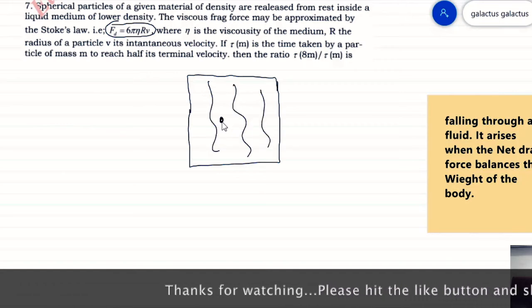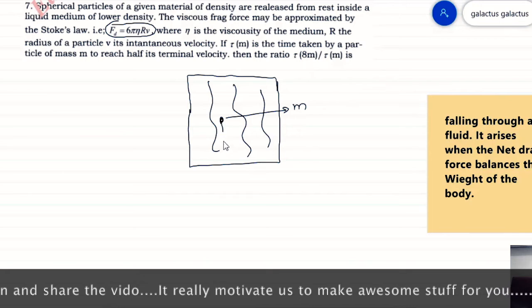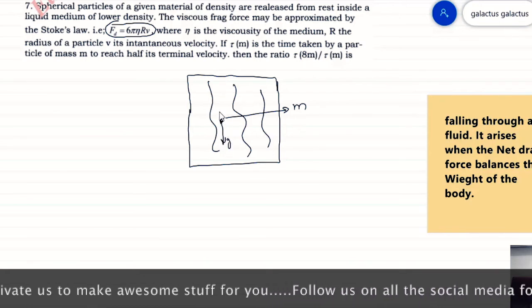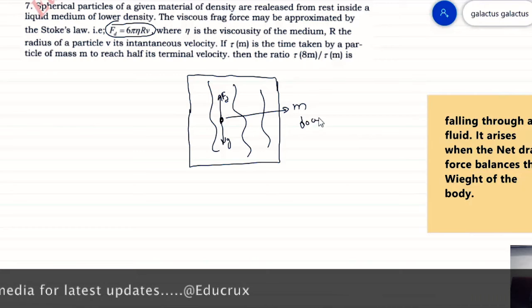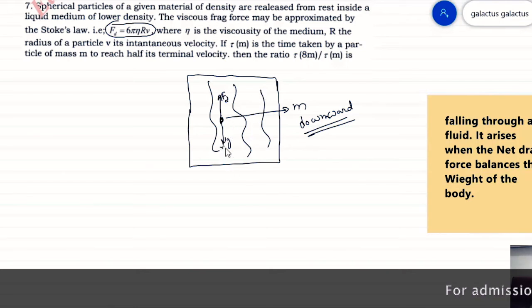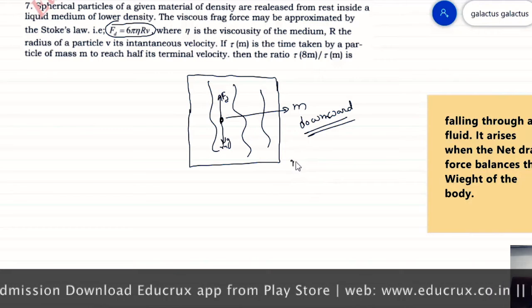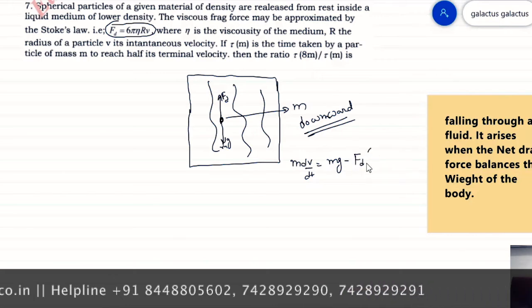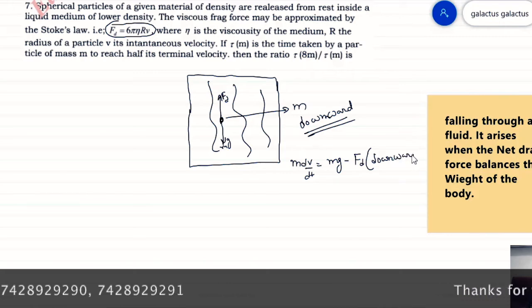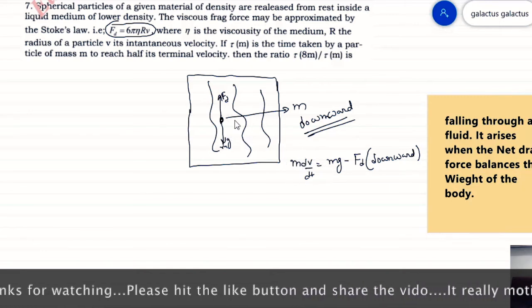If the masses m and 8m are falling through a fluid, let's say I consider a particle of mass m that is falling through a fluid in the downward direction, then the drag force will be applied in the upward direction. So if the motion of the particle is downward inside the fluid, then weight will be in the downward direction and the drag force will be in the upward direction. So for this kind of motion, my differential equation will be m dv by dt is equal to mg minus fd. This is the equation for the particle if it is moving in the downward direction through a fluid.